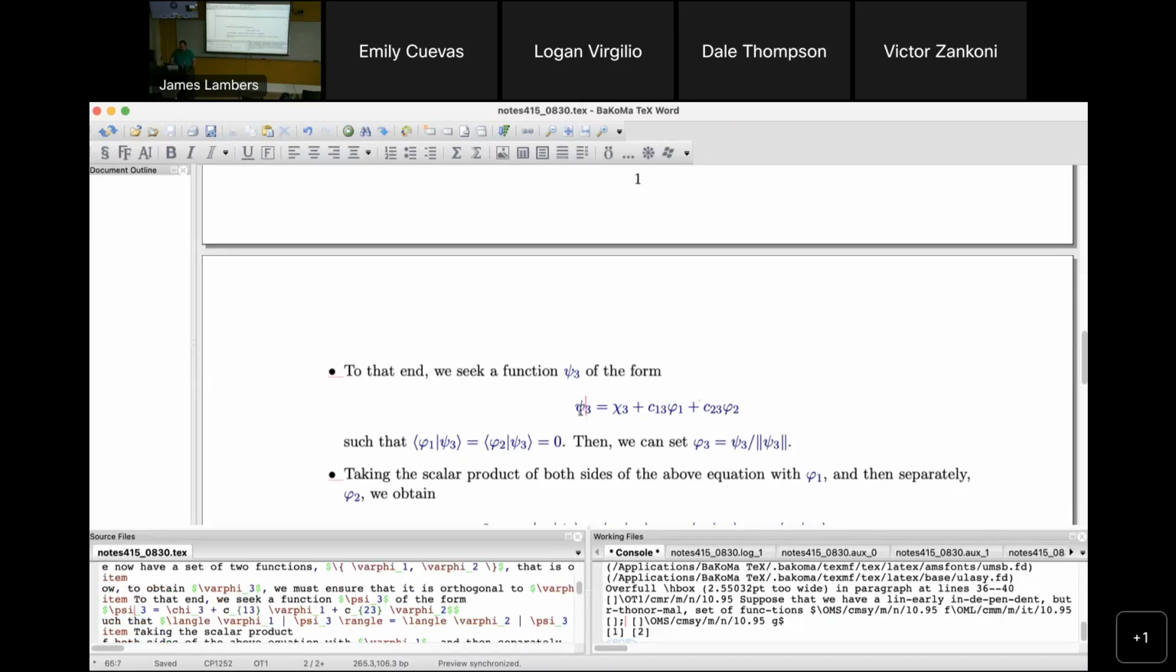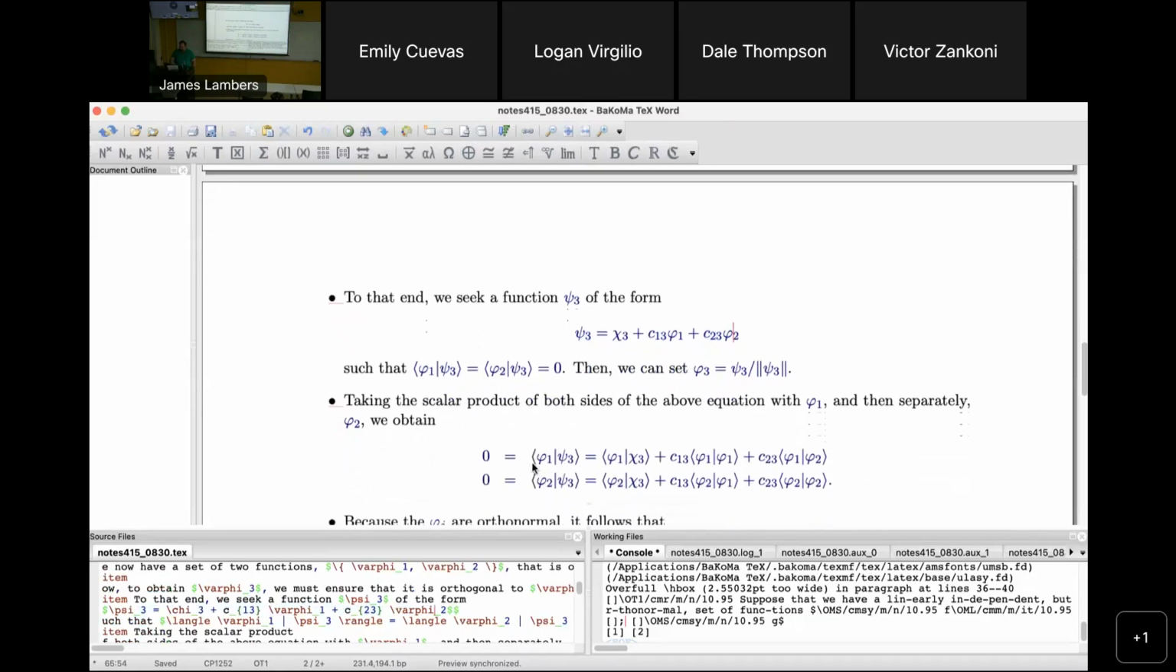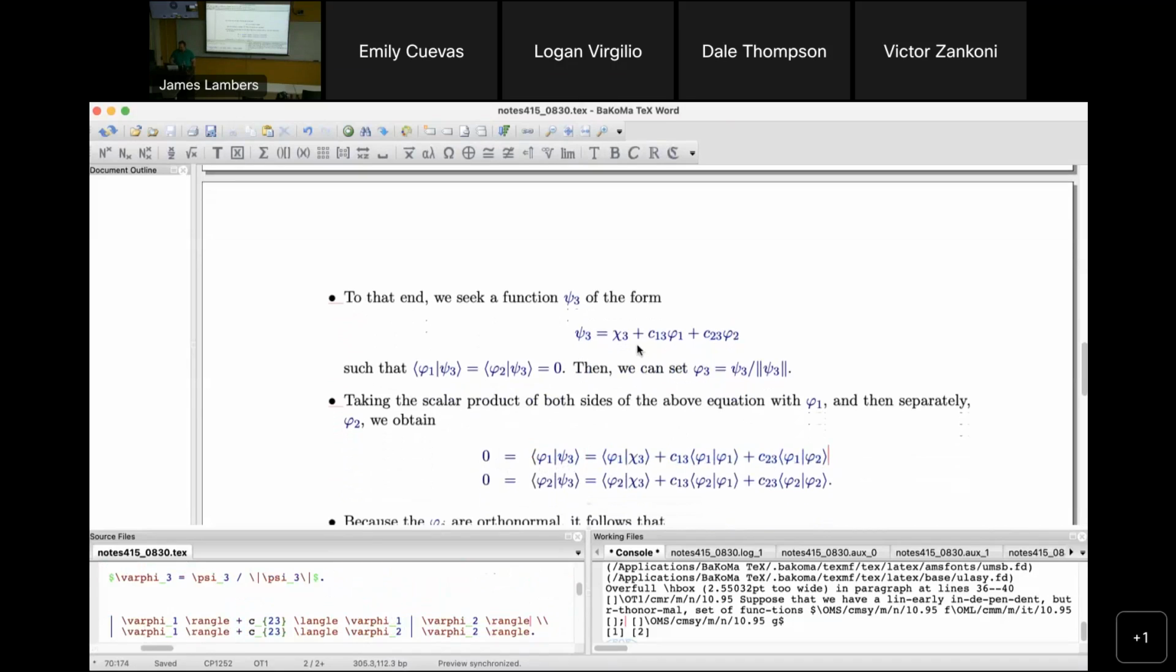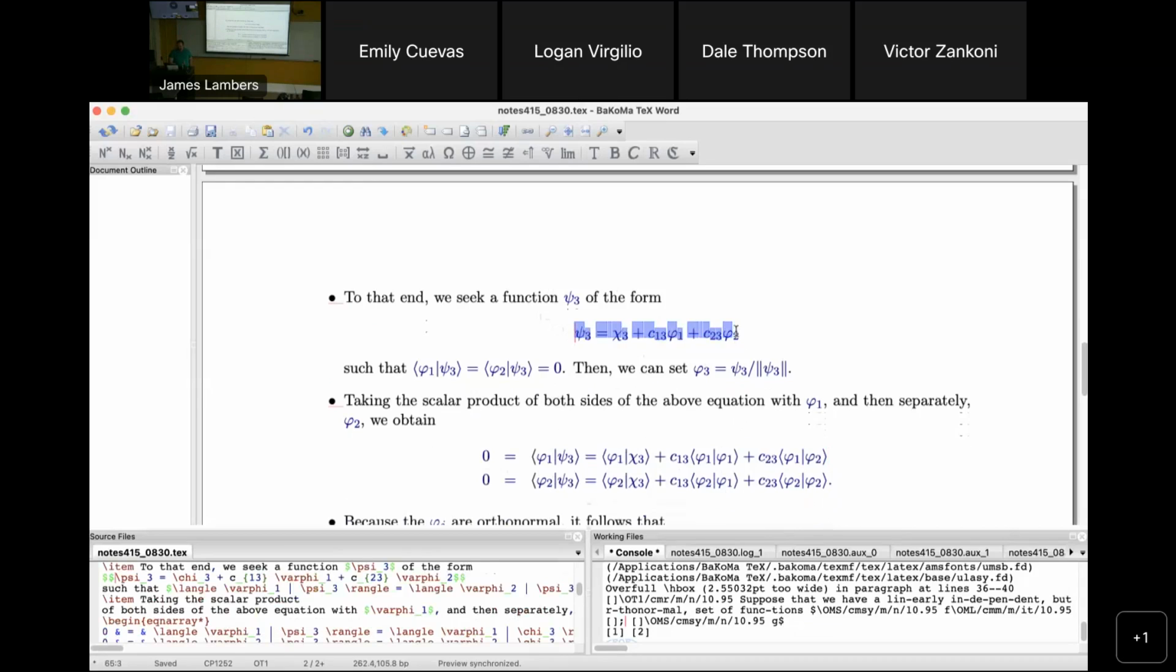I need to take the scalar product of this form with both phi1 and phi2 separately. So I take this scalar product with phi1, require it to be 0. This is the scalar product of the right side of the form of psi3 with phi1. And that gives me one equation. And I take a scalar product of this equation again with phi2, require that to be 0 as well. And I get these terms here based on the form of psi3.